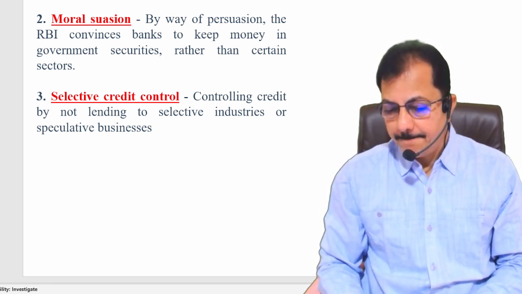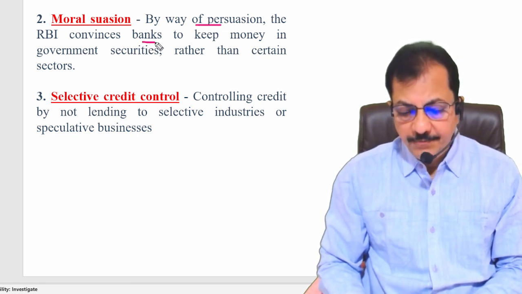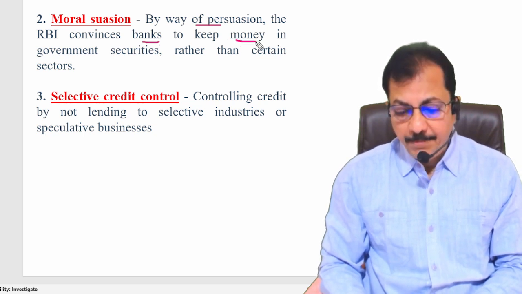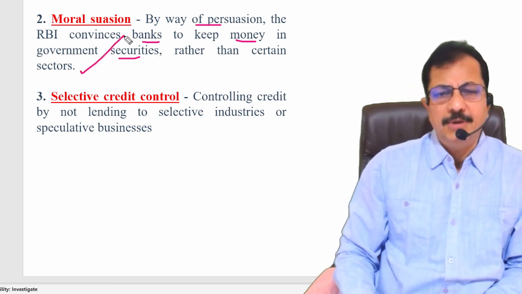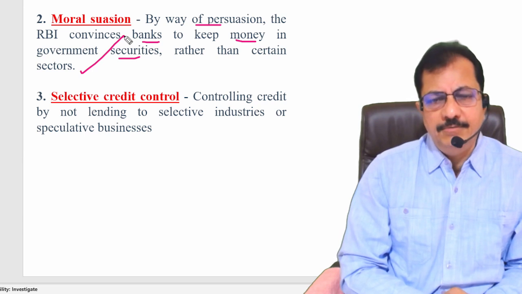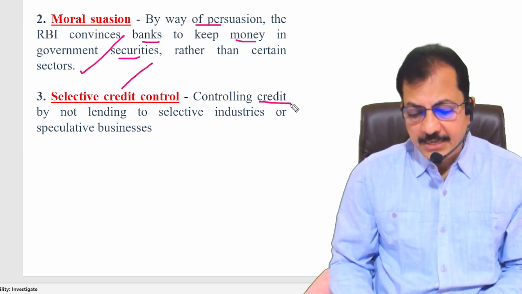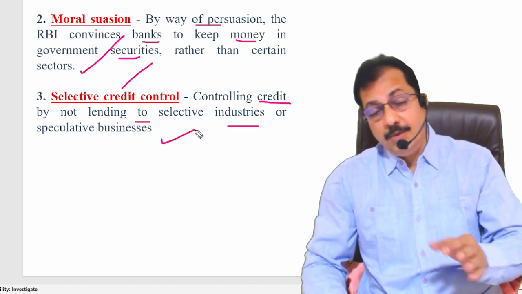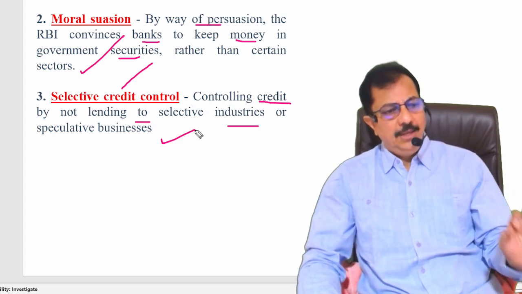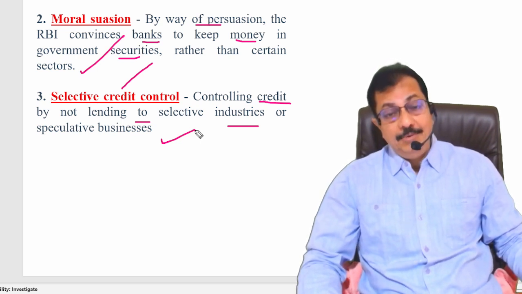Moral suasion. By way of persuasion, the RBI convinces banks to keep money in government securities rather than certain sectors. Right? It will convince that you please invest money in government securities. That is called moral suasion. Second one is selective credit control. Controlling credit by not lending to selective industries or speculative businesses. So this is what we have understood. RBI will say very clearly, don't lend money to so and so sectors. Meaning qualitatively it is using its tools.